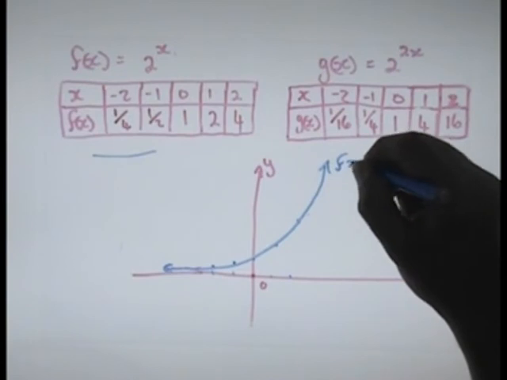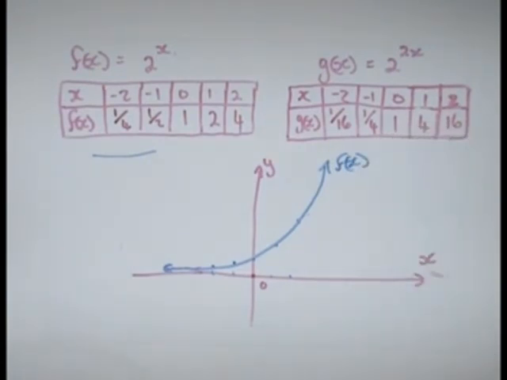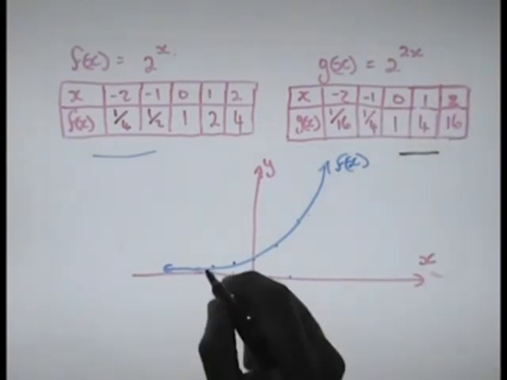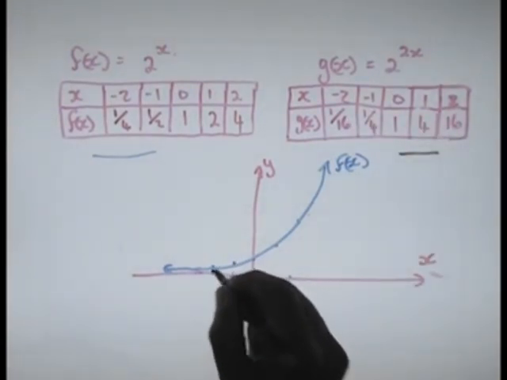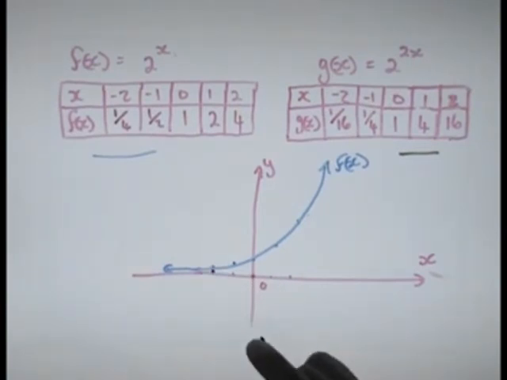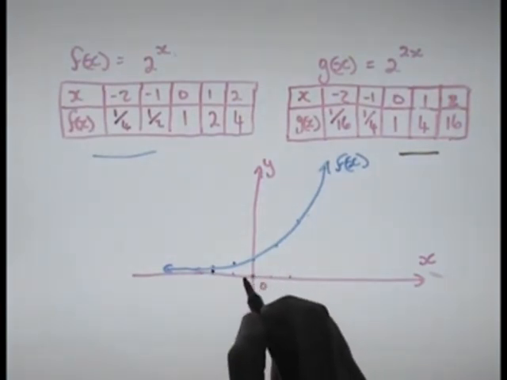And that's f of x. Now looking at g of x, I'm going to draw that in black. G of x is 2 to the power 2x. When x is equal to negative 2, notice that y is equal to 1 over 16, which is a lot lower than the original point.